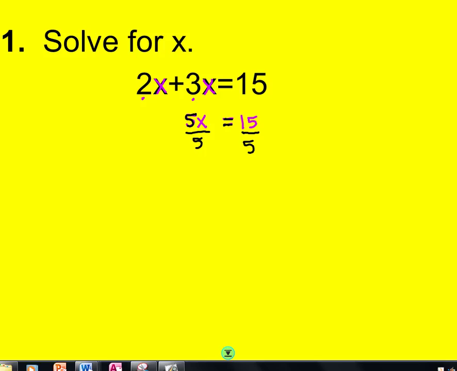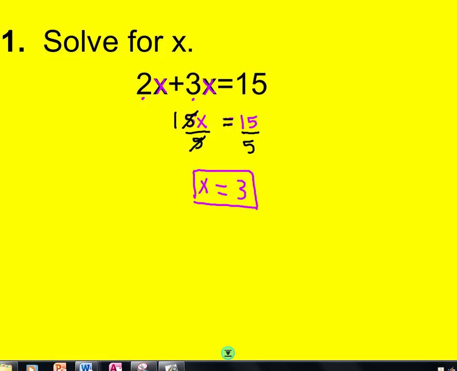So 5 divided by 5 is equal to 1. So it did just what I wanted. I got rid of the 5. So now what's left is 1x is equal to 15 divided by 5, which can be simplified to 3. So my final answer is x equals 3.